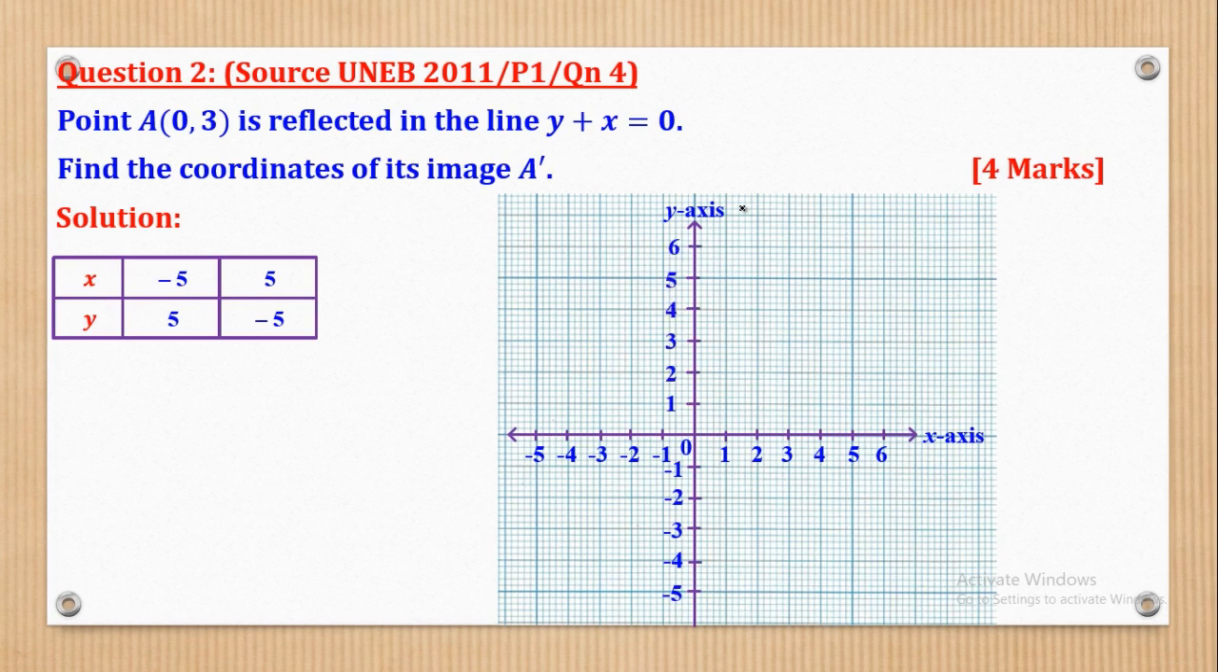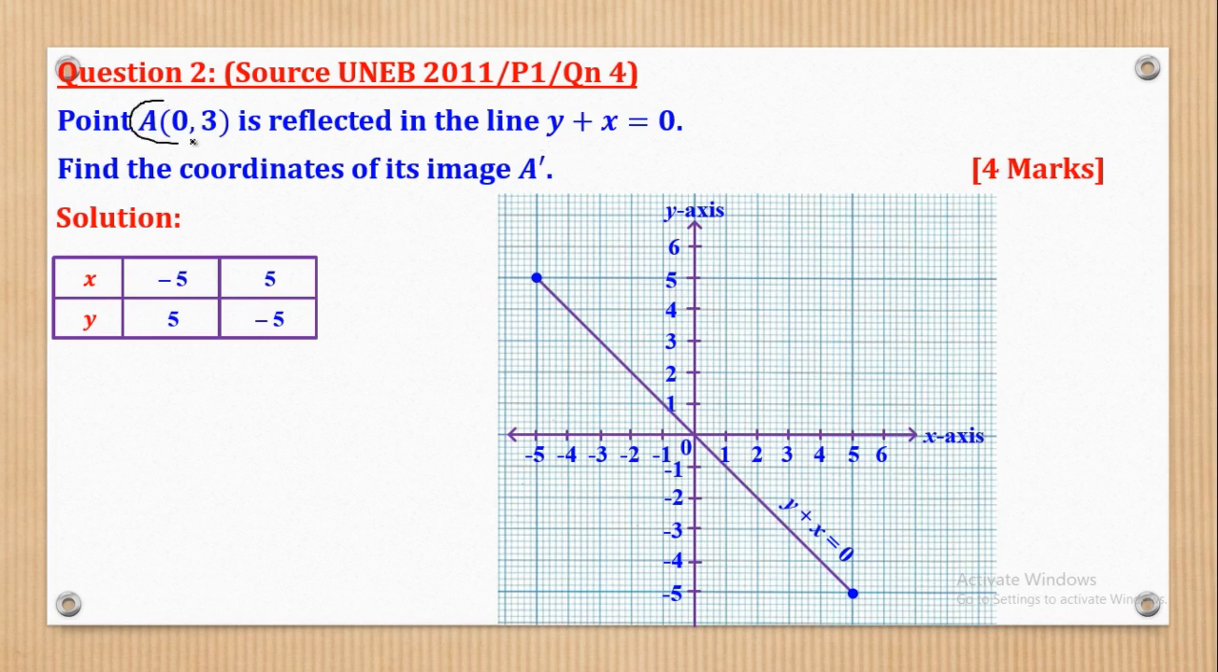Okay, now next is to plot this line. So we shall first use this point, negative 5, 5, which is that. Then this point is 5, negative 5. So what I'm going to do, I'll get my ruler and join these 2 points using a ruler. So it has to be a straight line. So let's do that. And that becomes our mirror line.